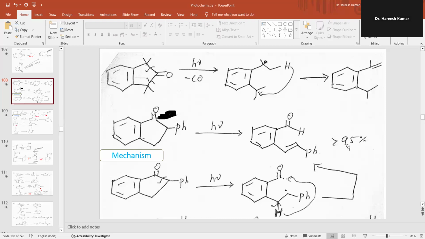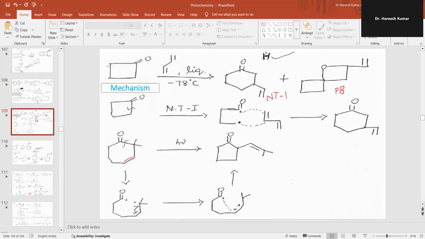So I will take one more example. Here, I am taking cyclobutane. This is again quite an interesting example. Why is it quite interesting? Because here two kinds of reactions occur and two products are formed. One product is because of the Norrish type 1 cleavage. Another product is because of the Paterno-Buchi reaction.